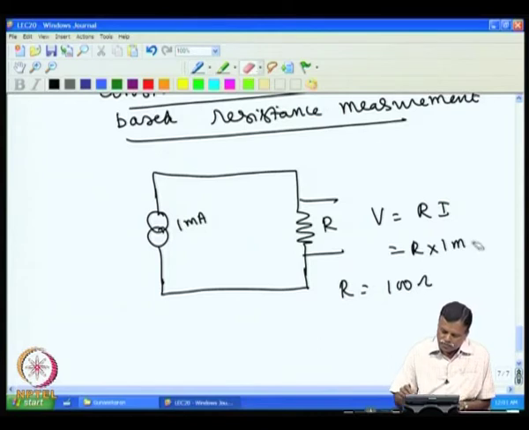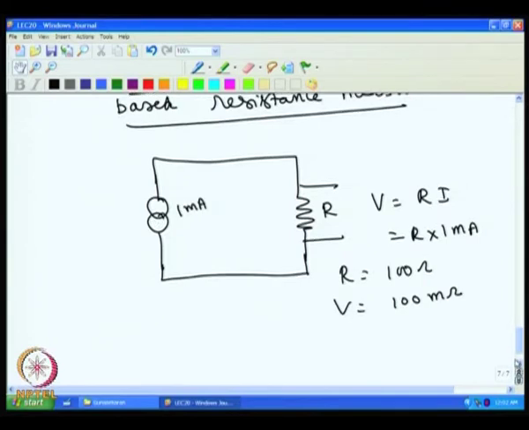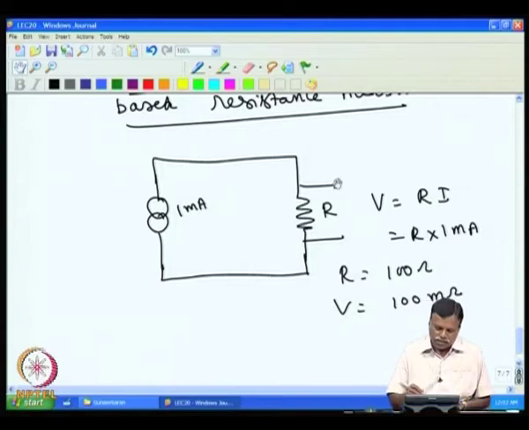So, for R equal to 100 ohms and I equal to 1 milliampere, you will get V as 100 millivolts. By measuring the voltage across this, one can calculate the resistance, because the current is known and fixed. So, you can make this measurement as an alternative, and it has the advantage that no balancing is required. One just measures the voltage across this and then computes the resistance value.